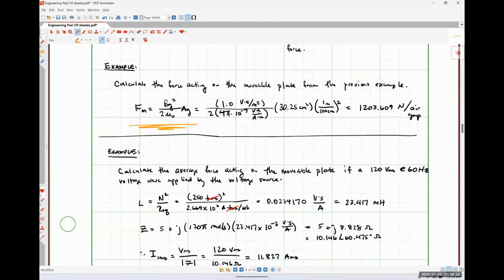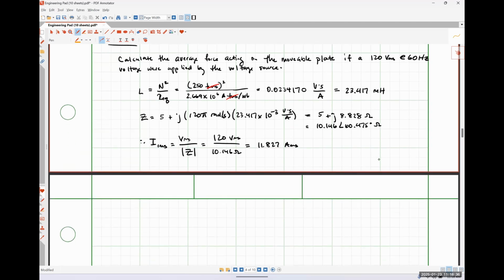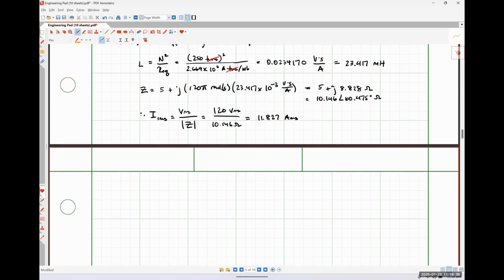Mu naught and Ag are literally constants for this system. So essentially, in order for me to calculate that force, I need to be able to figure out what B is, okay? How are we going to figure out what B is given what we have right here?